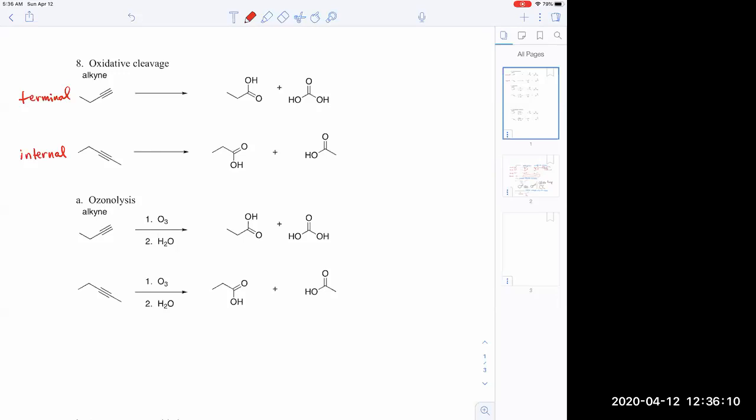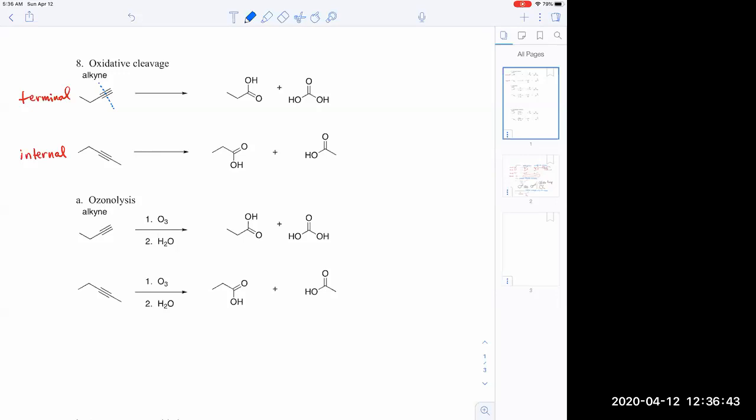When doing an oxidative cleavage of a terminal alkyne, just like in an alkene, you'll be cutting between the carbons of your triple bond the same way you cut between the carbons of your double bond. This will break or cleave the molecule, or the carbon chain, into two pieces.